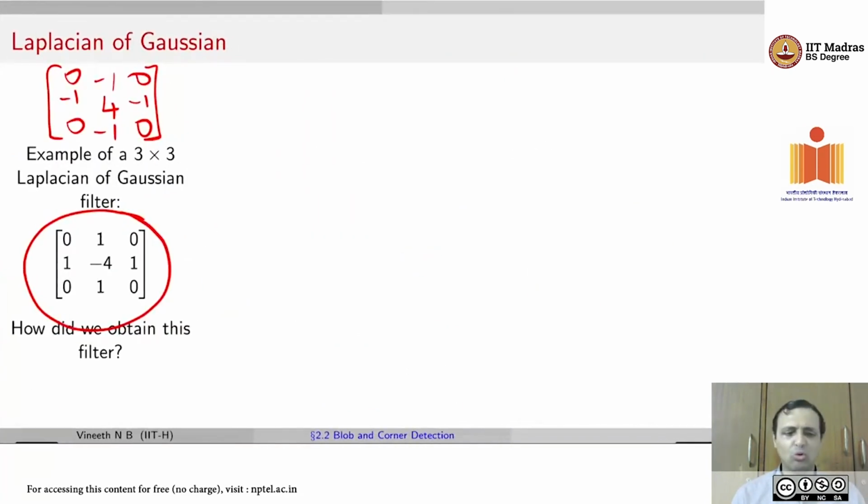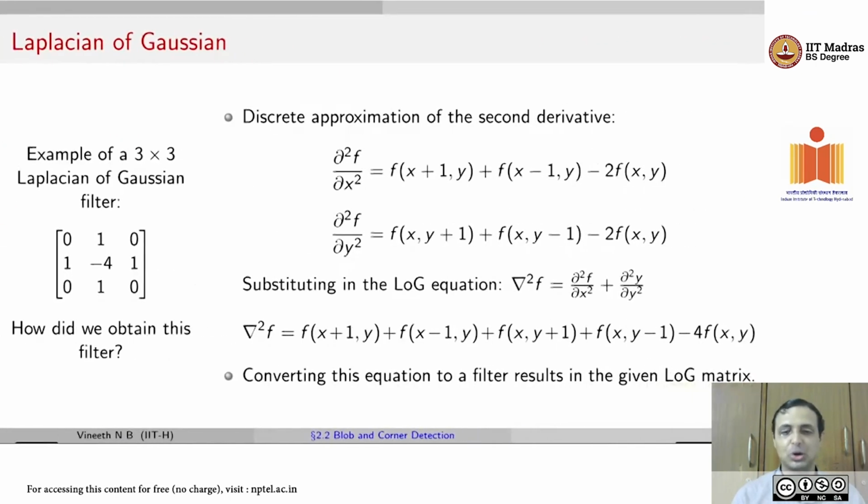Why did we say 4? Why not 8? Why not any other number? Once again, it goes back to approximating the gradients in some manner, and we can work this out to show you how it works. Remember, we are computing second derivatives here. So dou square f by dou x square, approximating using first principles, can be written as f of x plus 1, y plus f of x minus 1, y minus 2 f of x, y. Similarly, you can write it out for dou square f by dou y square.